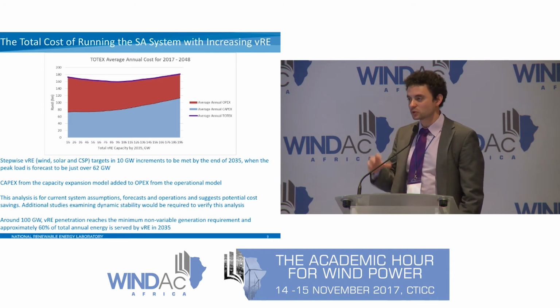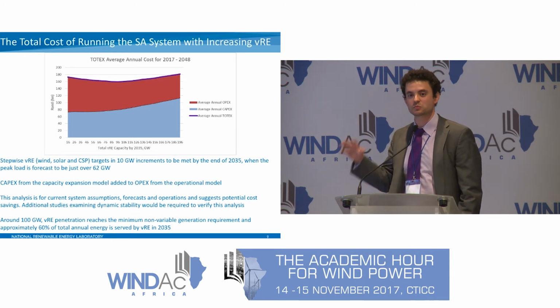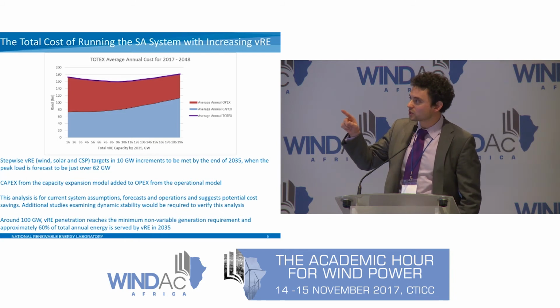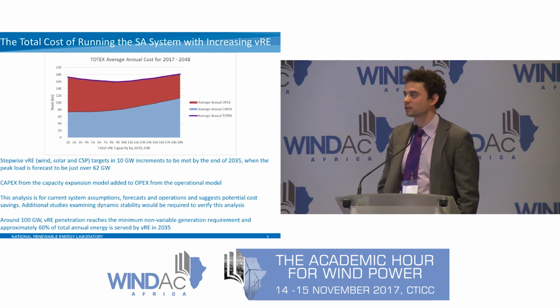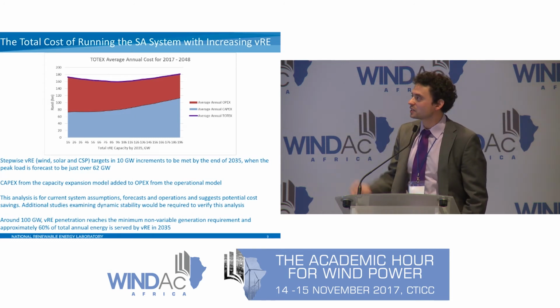And then we take this build plan, we put it into the operational model, and we say optimize the system as cheaply as possible given this build plan, and that reveals the red OPEX area there. And then the two combined we're calling TOTEX, and that is the purple line at the very top.